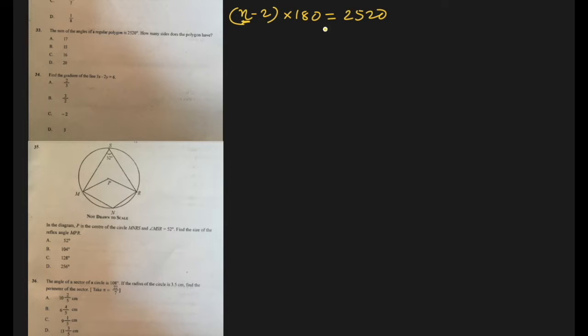That means find n. So divide both sides by 180. 2520 divided by 180 will be 14. So n minus 2 is 14. So n equals 14 plus 2, which is 16.